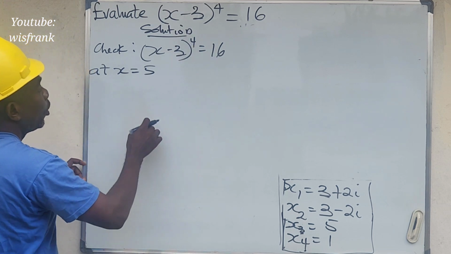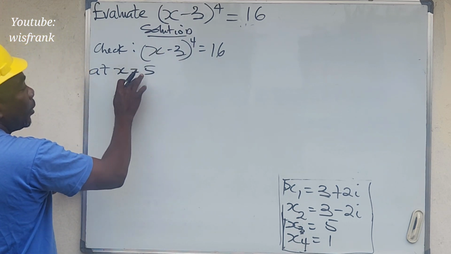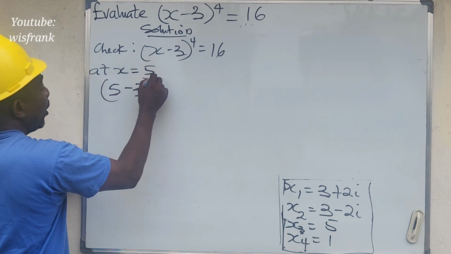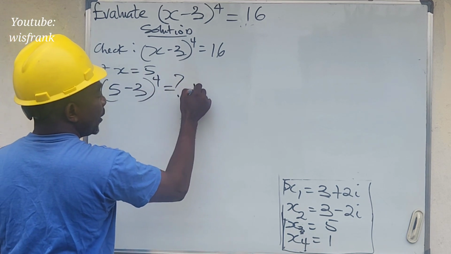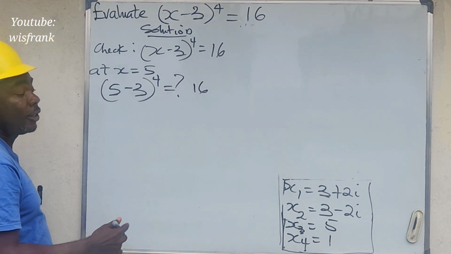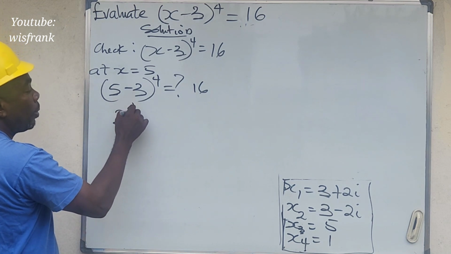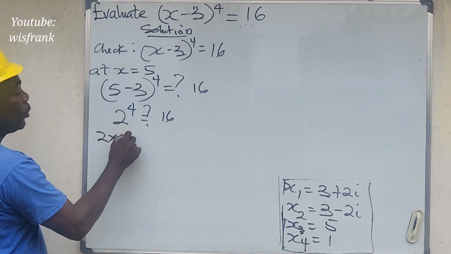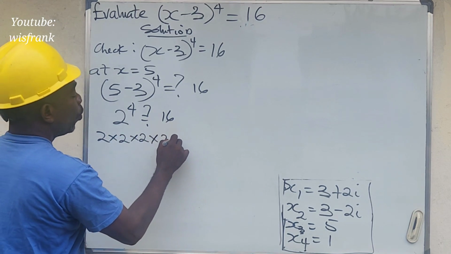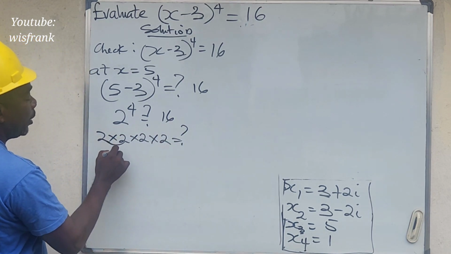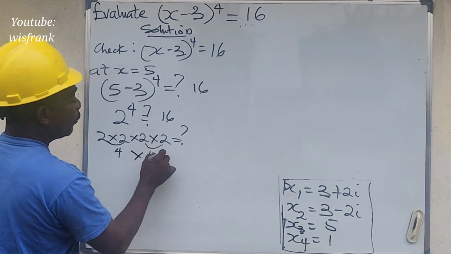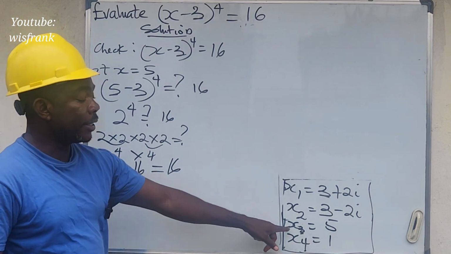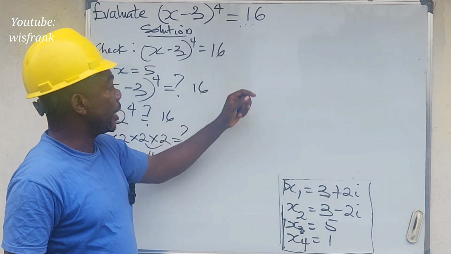So from the question, we are given this. The value of x here will be (5 minus 3) all to the power of 4, will this equal 16? So we have here 5 minus 3, we know that is 2. 2 to the power of 4, will this equal 16? So we have 2 times 2 times 2 times 2. Here is 4 and here is 4. 4 times 4, we all know that is 16, equals 16. Therefore, x3 equals 5 satisfies this expression.